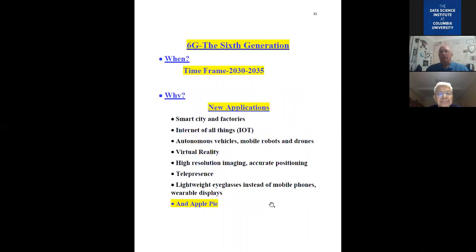So what are we talking about when we talk about 6G? First of all, we're talking about a time frame of 2030 to 2035, which for some of us is very far in the future right now. And almost every article you read has different reasons for 6G. I could make a list a lot bigger than this, but: smart cities, Internet of all things as usual, autonomous vehicles, robots, drones, virtual reality, telepresence, lightweight eyeglasses instead of mobile phones. And in the end, I put apple pie because you can write down almost anything. I could have written down another 20 things I've seen in articles. But basically, the idea is you need a lot of bits per second.